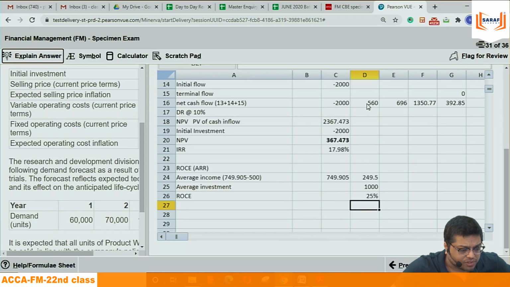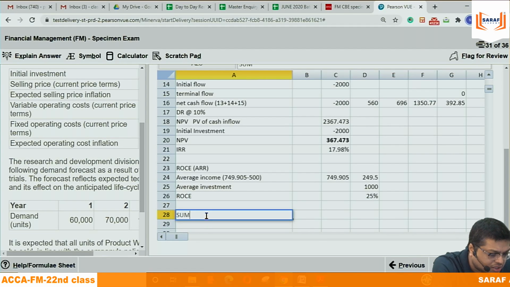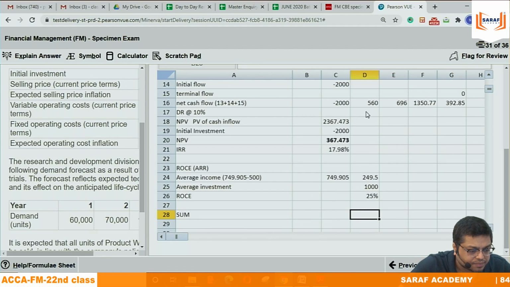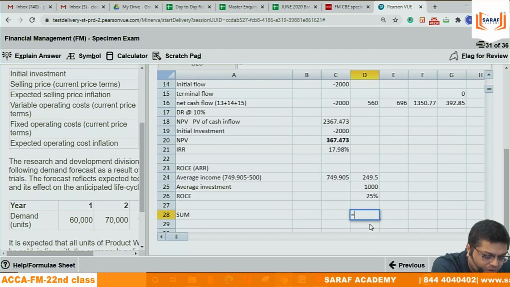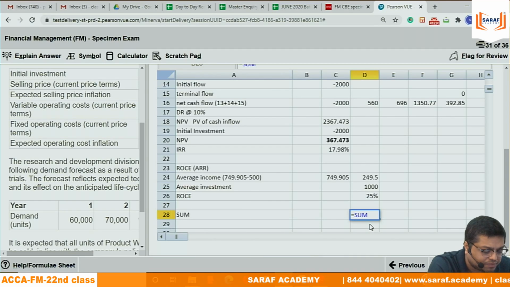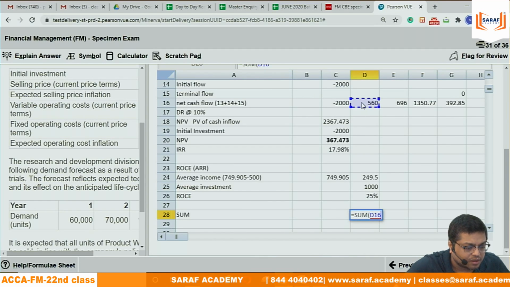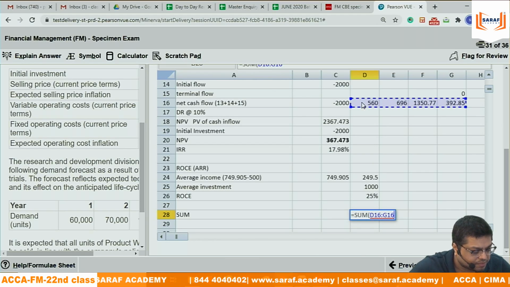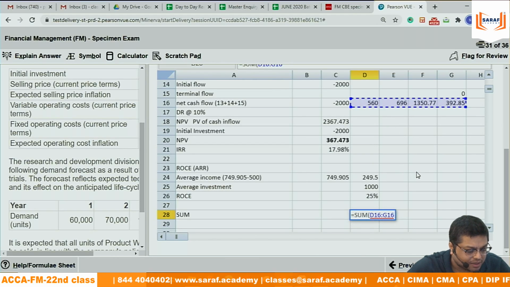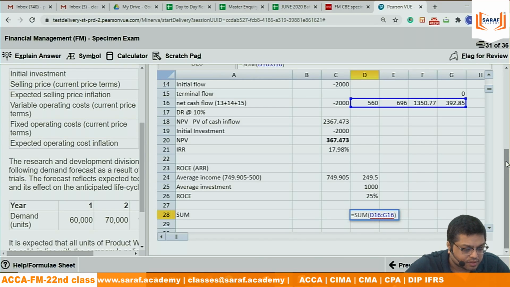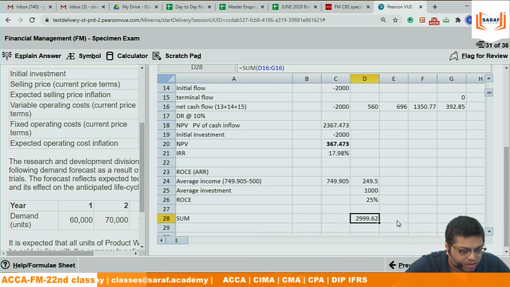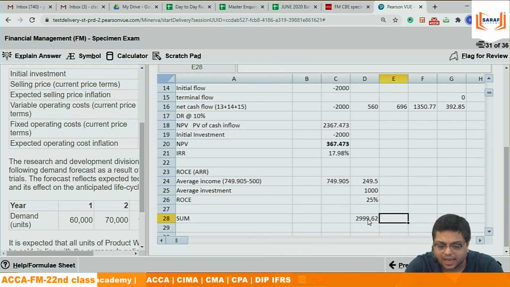Now, suppose I need to add all these, 566, 96 and all that. There is a function called sum. Sum means what? First of all, take equal to SUM. Bracket starts. Whichever portion you want to sum, select that. Bracket closed. See, everything here, the formula is going on. The summation, 2,999. For adding, summation. For average, average. For NPV, NPV. For IRR, IRR.